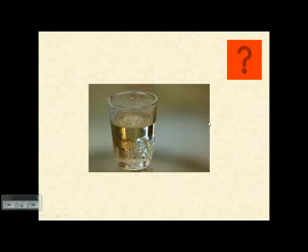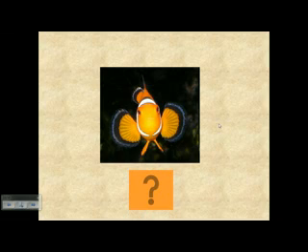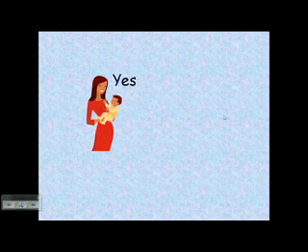What about that? It's a glass of water. Is it living? No, it's not living. It's a non-living thing. What about this? It's a fish. Can you listen to the sound? It's in the water. It's a living thing. Excellent. What about that? It's a baby, right? Yes, it's a living thing.